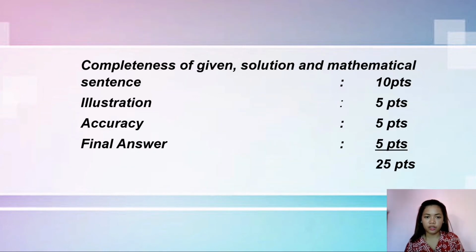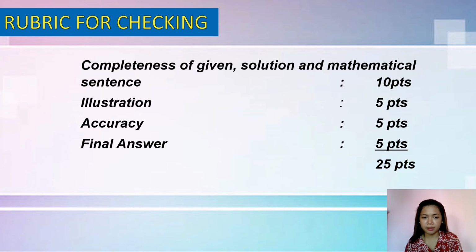So here is the scoring rubric. We have completeness of the given solution and mathematical sentence, 10 points. Illustration, 5 points. Accuracy, 5 points. And for the final answer, 5 points. Total of 25 points.